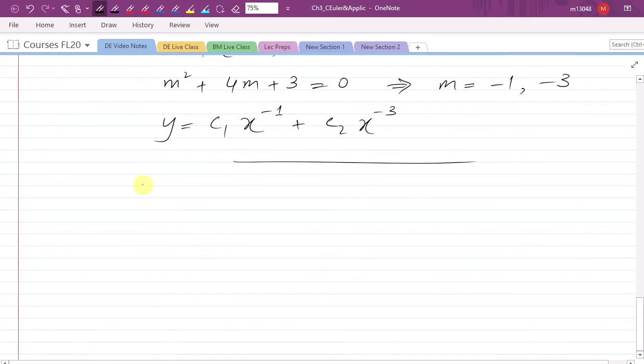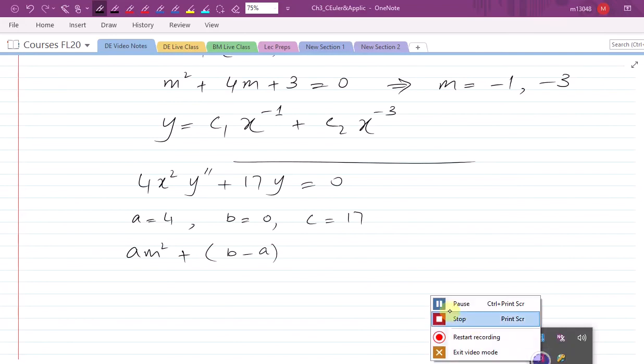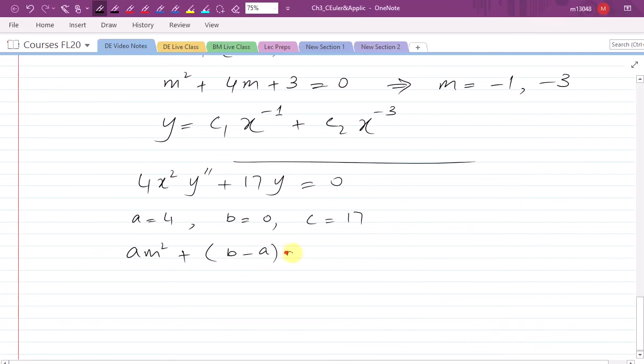Let's do one more. 4 x square y double prime plus 17y equals 0. a is 4, b is 0, c is 17. So a m square plus (b minus a) m plus c equals 0.